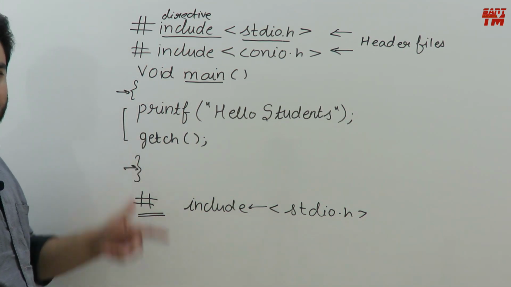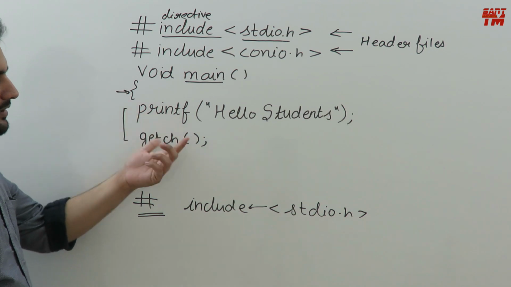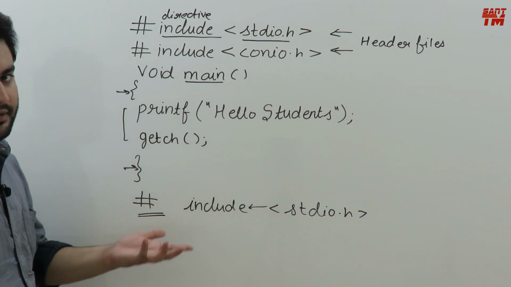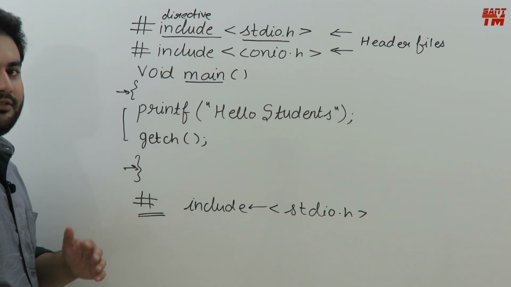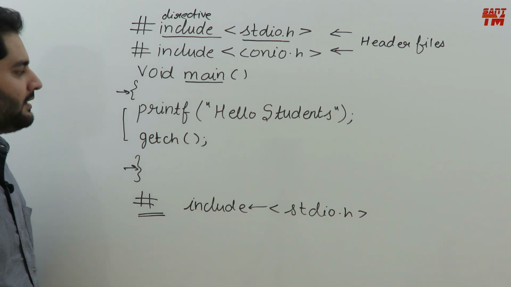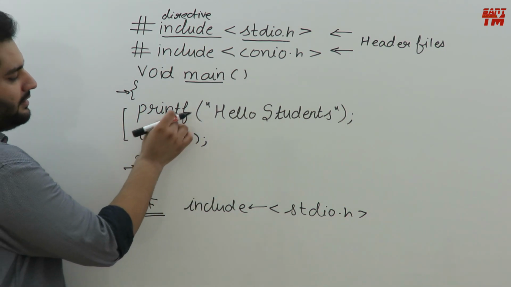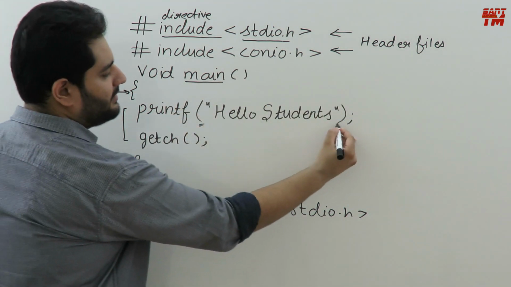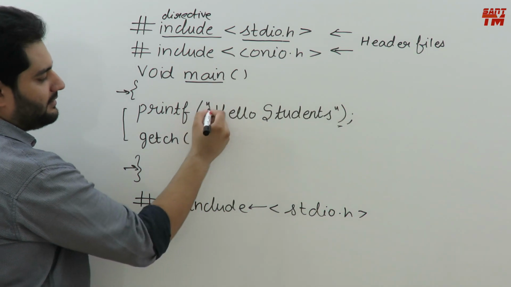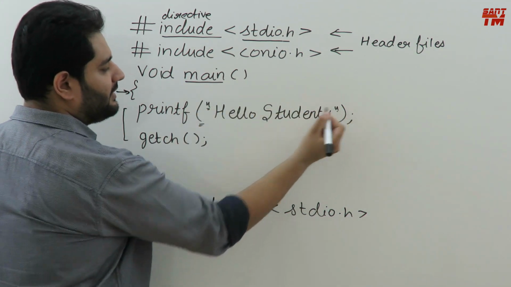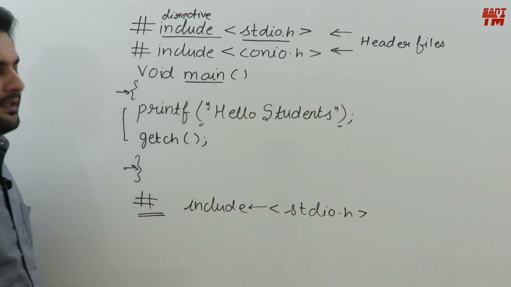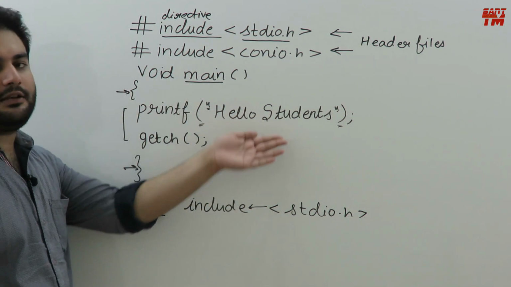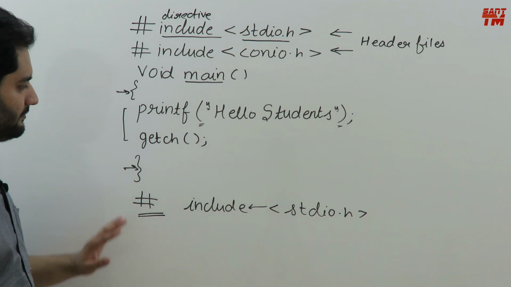Now, what is the body of the main function? The body of the main function is those statements that we want to be executed, by which we want our task to be completed. So I have written here printf in the parentheses. These are called parentheses. Within the parentheses, inside the double quotes, I have written hello students. Now this statement will simply print hello students on the screen.